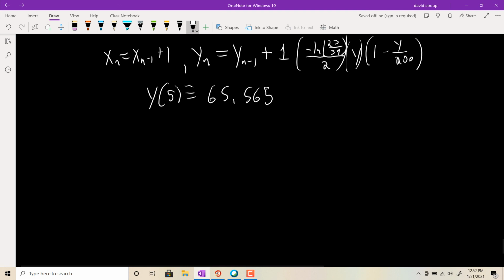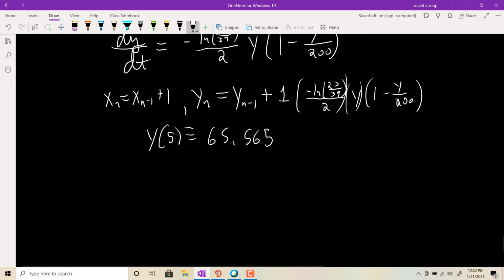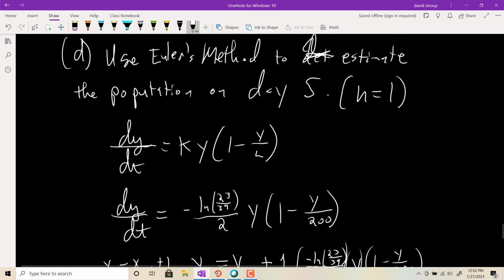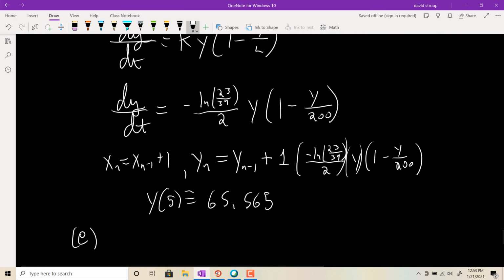Part D, actually that was part D, wasn't it? Yeah, part D. Part E then is to determine when the growth rate is maximum, which we already did. That's just going to be 7.37 days. We kind of already did that up here. Okay, so we'll leave it at that.